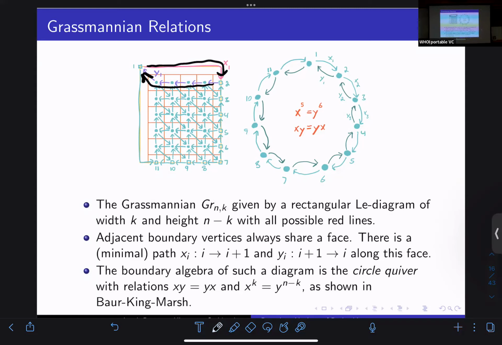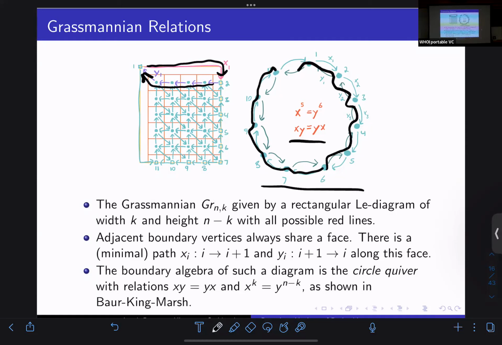which we're numbering clockwise. And well, I'm just going to draw what I call this circle quiver on the right here, which has a vertex for each boundary box and an arrow for my xi's and yi's. And I'm going to draw these relations here. This first one, x to the 5th equals y to the 6th. More generally, this is x to the width equals y to the height. And this just means that doing x 5 times is the same as doing y 6 times. So 1, 2, 3, 4, 5, 1, 2, 3, 4, 5, 6.